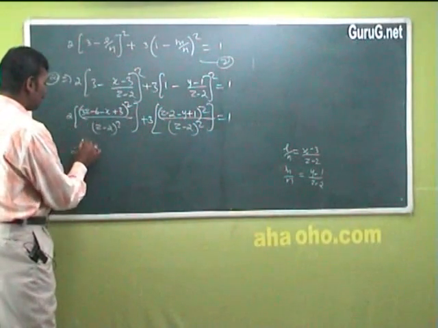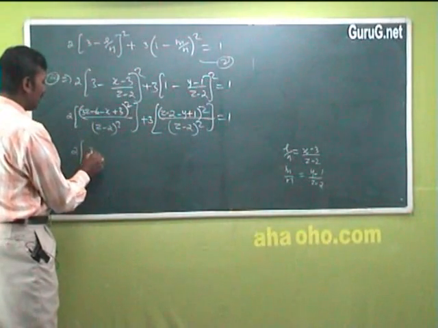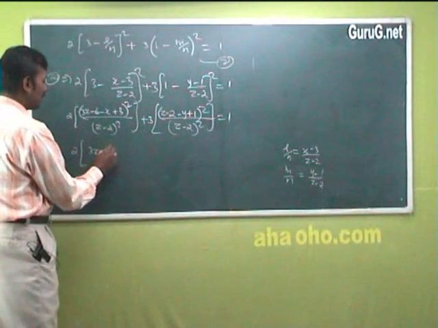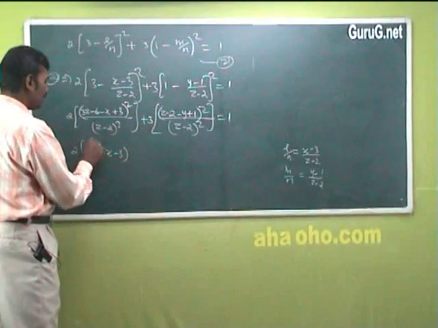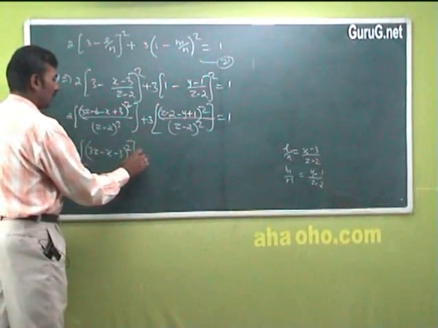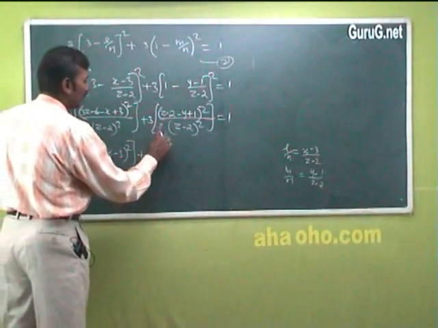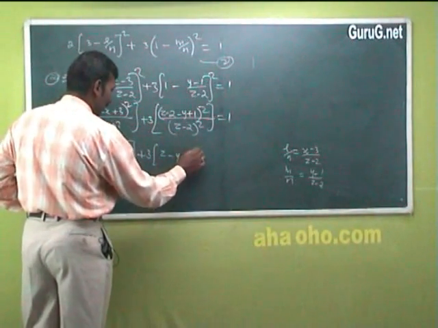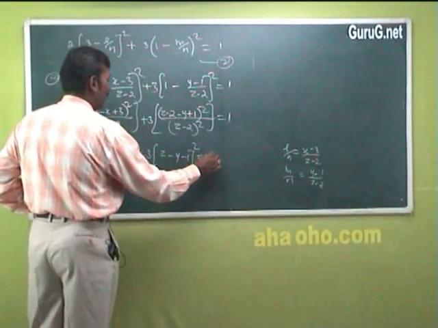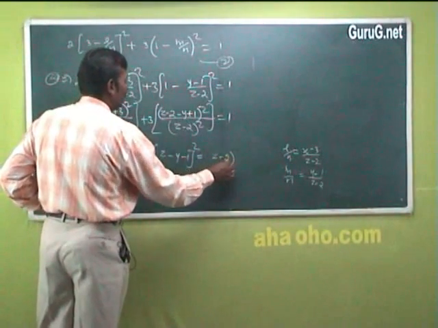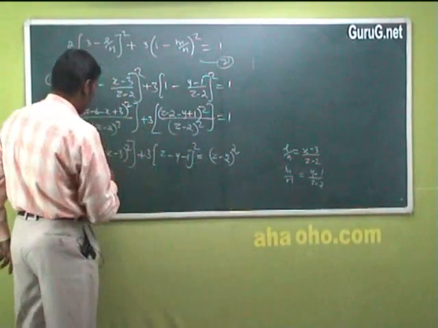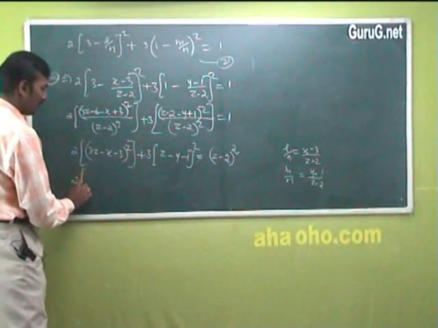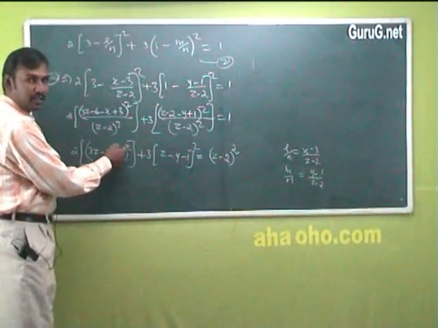So 2 into 3z minus x minus 3 the whole square, then plus 3 into z minus y minus 1 the whole square equal to z minus 2 the whole square. How can we simplify this? Using a minus b minus c the whole square.